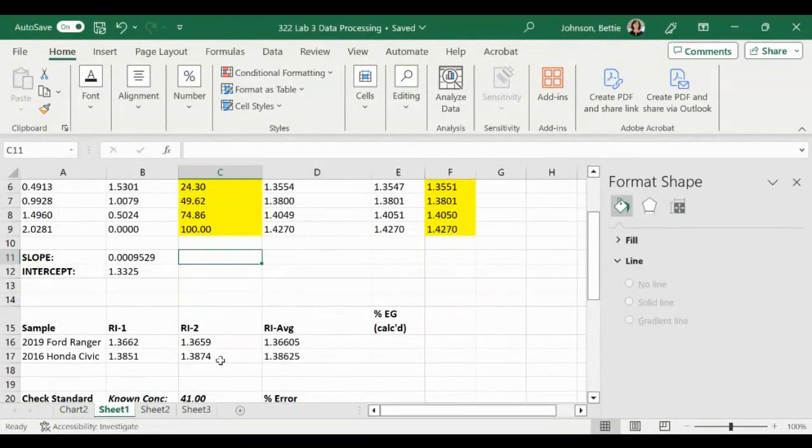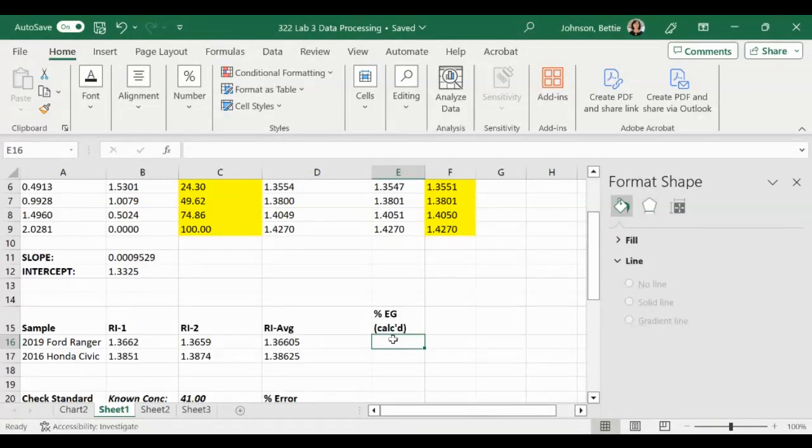So now we're going to use the measured average refractive index for each of the samples. Again, these are samples that were done separately from the experiment that you did, but you'll have similar, possibly similar results. And we're going to apply the calibration curve slope and intercept to calculating these unknown concentrations.